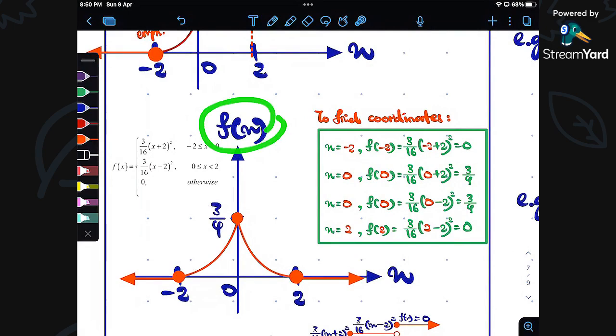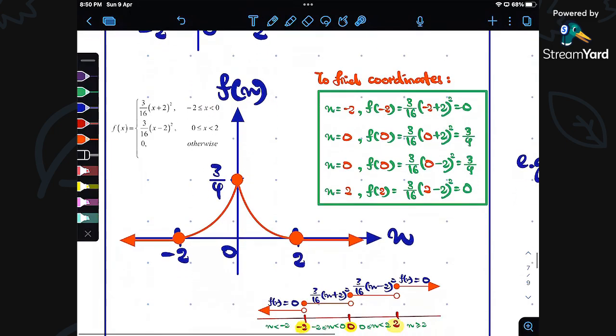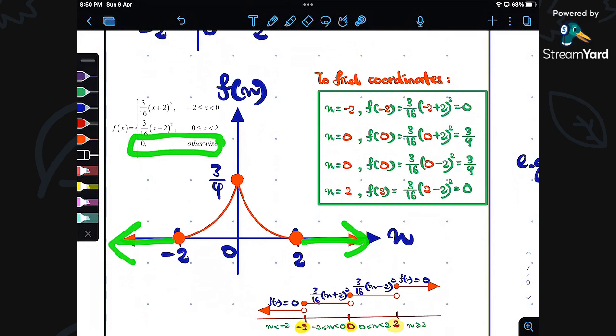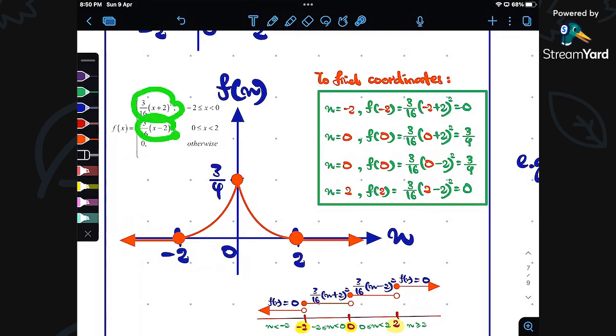Here goes the next part, which is drawing the PDF function. PDF, where we still need to find the coordinates the same way again and again. Okay, so basically this is the graph. I will let you think by yourself. I just want to remind you that this otherwise is very important to draw as well. Don't forget about it.